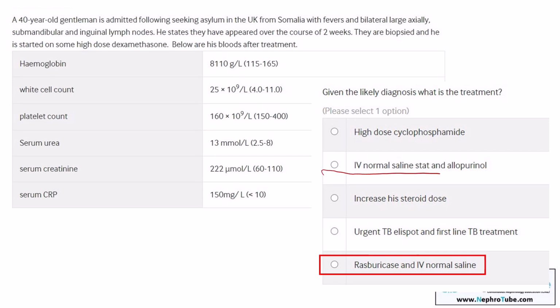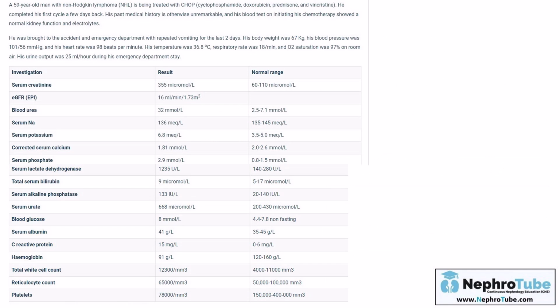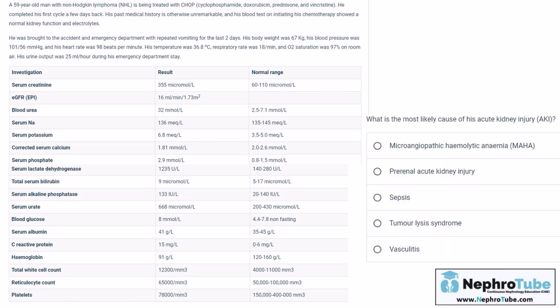I know that there is normal saline and allopurinol, but we said that rasburicase is more effective. So if I have the option to choose allopurinol or rasburicase, I will go for rasburicase because of its effectiveness and its effect in decreasing the serum uric acid to undetectable within 4 hours. The third case.